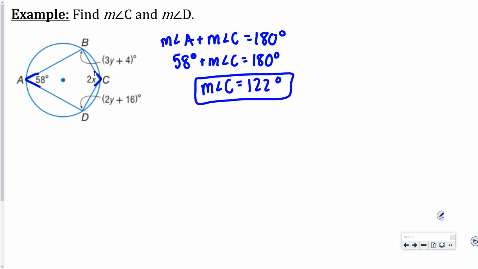Didn't even need to use that 2x value. You still could. You could still do 58 plus 2x equals 180. It's just going to create a little bit more work for yourself. Then you're going to solve for x, then plug it back into C. All right, last one. B and D, opposite angles. Those are supplementary, meaning they add up to 180.